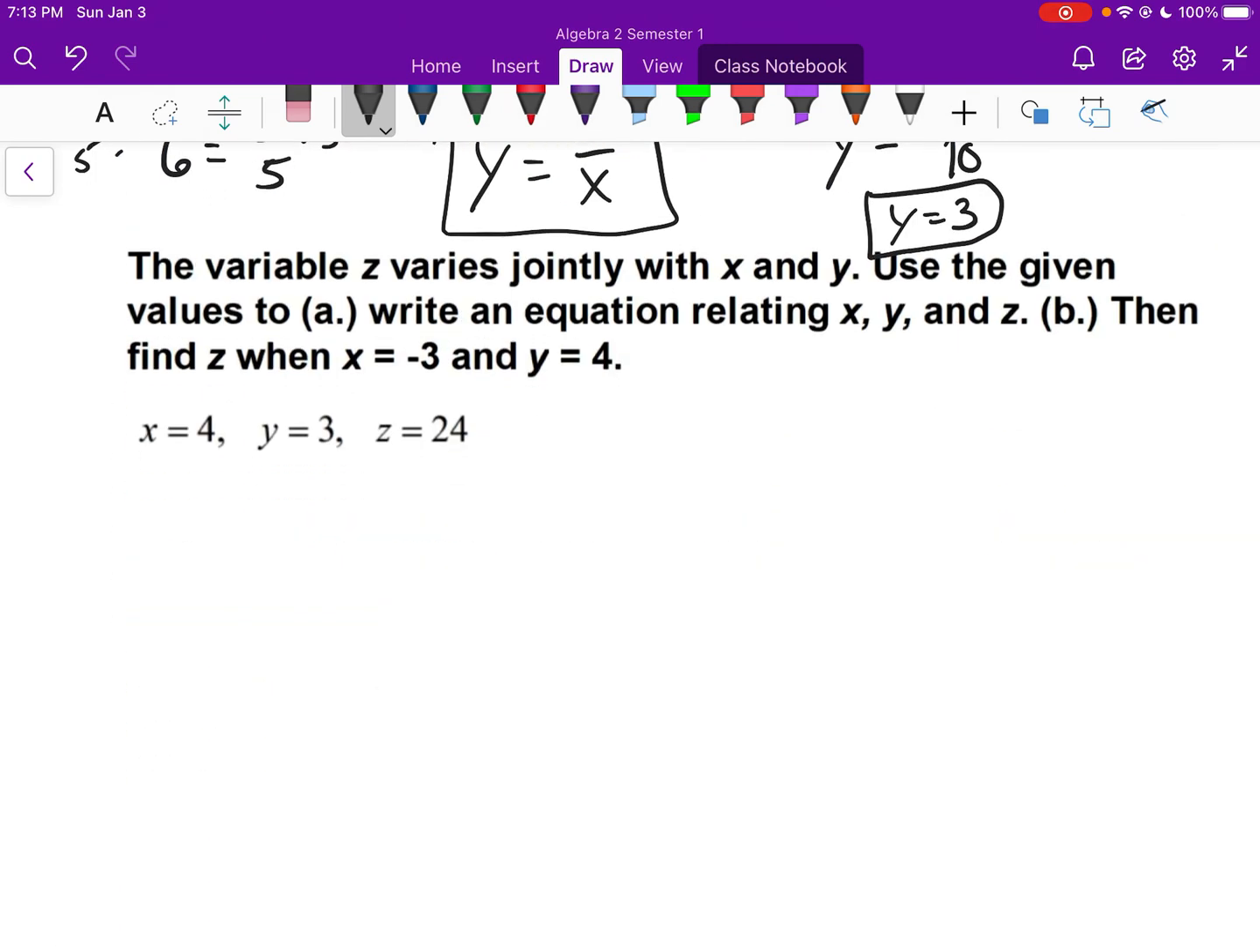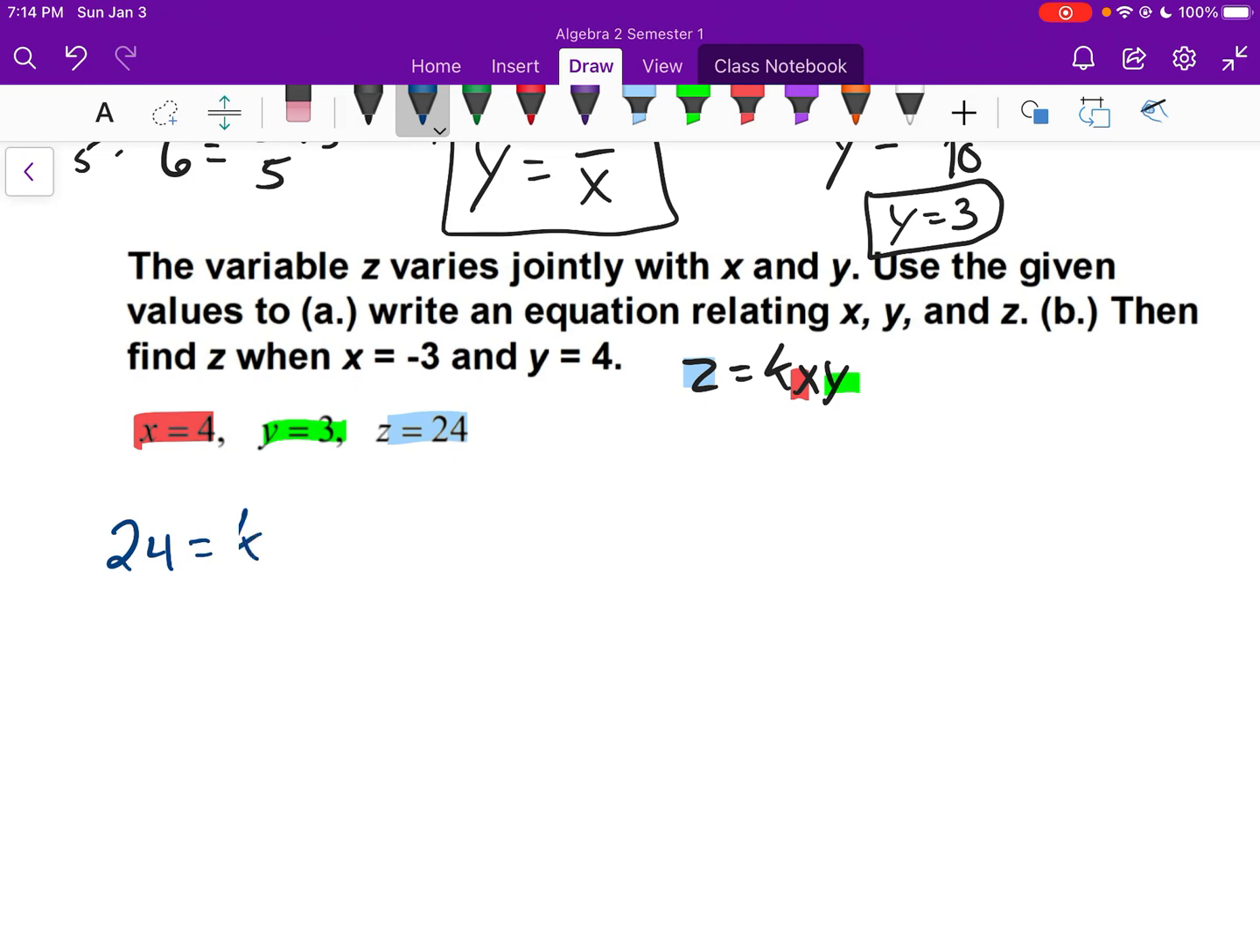All right, variable z varies jointly with x and y. So right from there, z is equal to kxy. Again, that's one of those things you need to have memorized. Use the given values to, A, write an equation relating x, y, and z. Then find z when x is equal to -3 and y equals 4. Now for this one, same idea. We're going to plug in what we know and solve for k, our constant of variation. So z is equal to 24, and 3 will go into y, 4 will go into x.